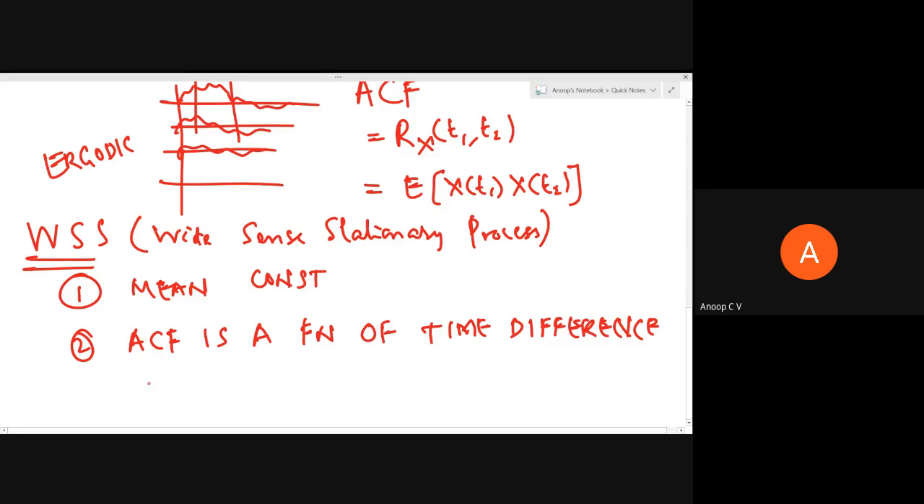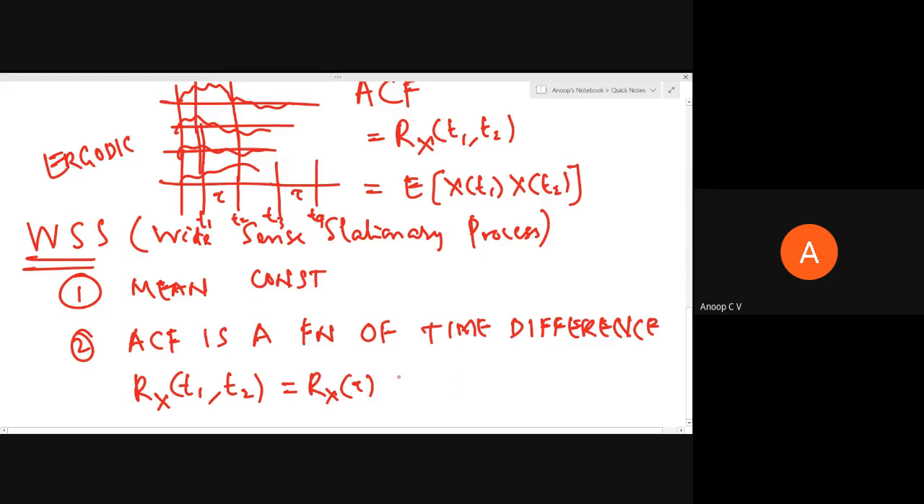I'll tell what that is. For instance, if you are considering two samples at t1 and t2, which are separated by time tau, and you are considering some other two samples, again separated by time tau, say between t3 and t4. Now what happens is the autocorrelation function Rx of t1 comma t2 will be equal to Rx of tau.